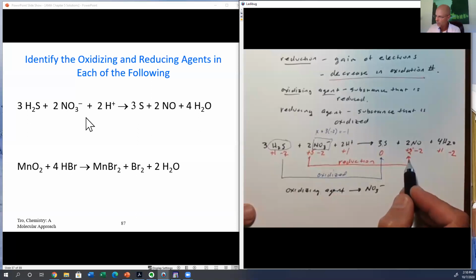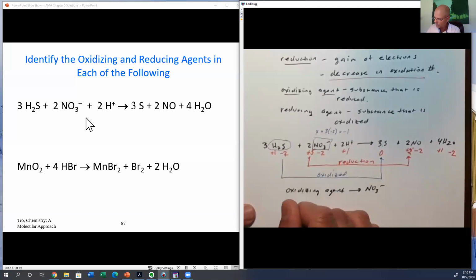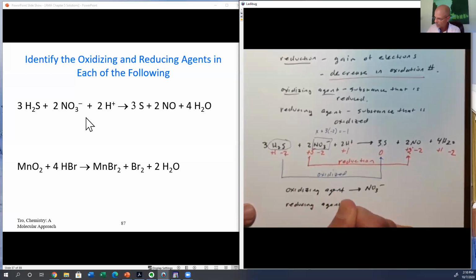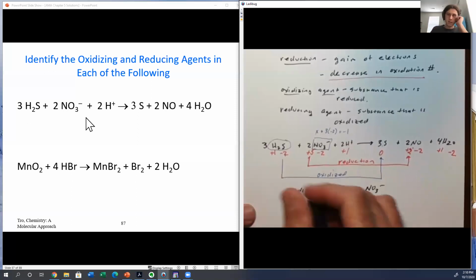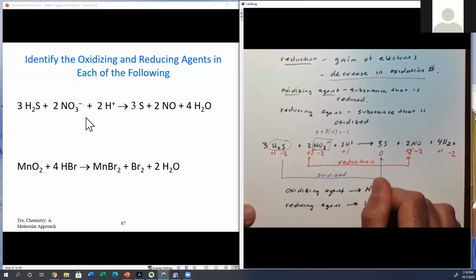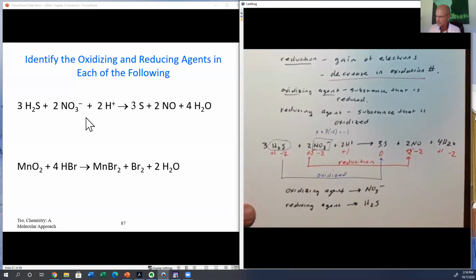Okay, then what is the reducing agent? So then the whole compound, hydrogen sulfide? Correct. H2S is the reducing agent because sulfur is being oxidized. Okay, let's do one more example.